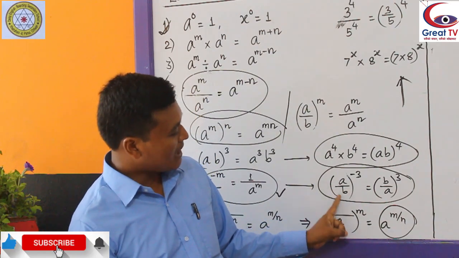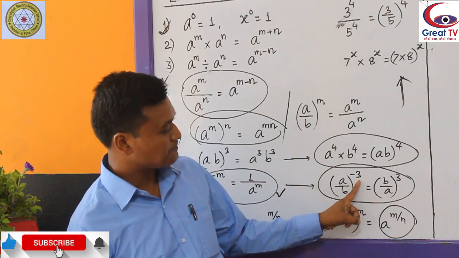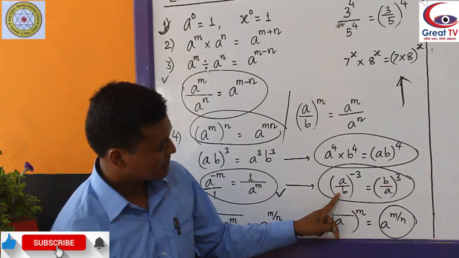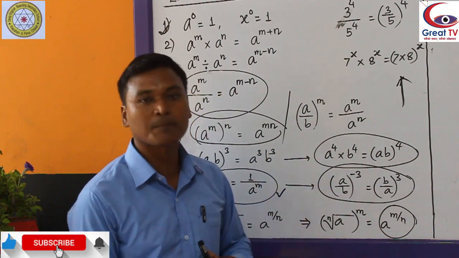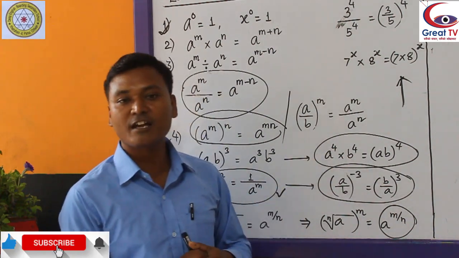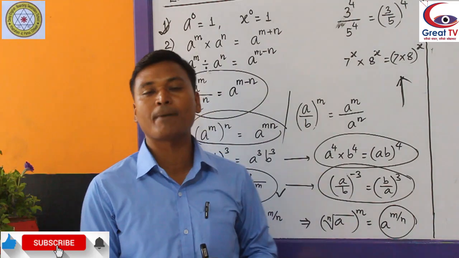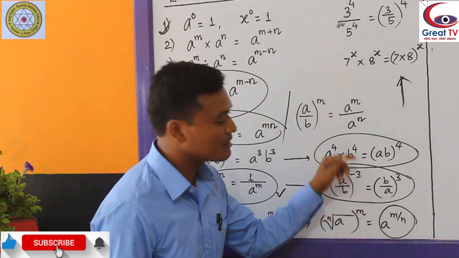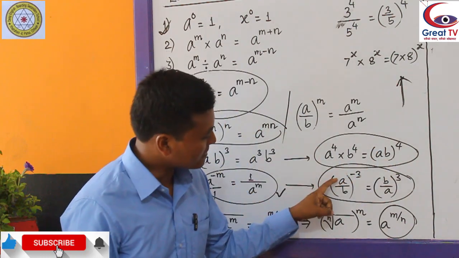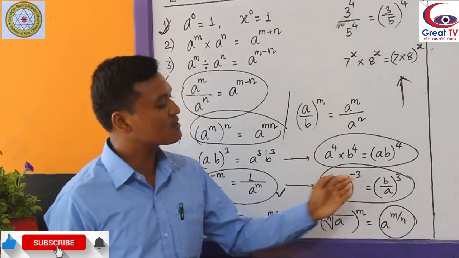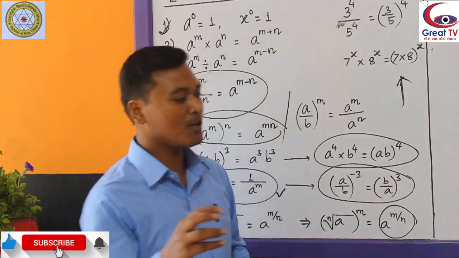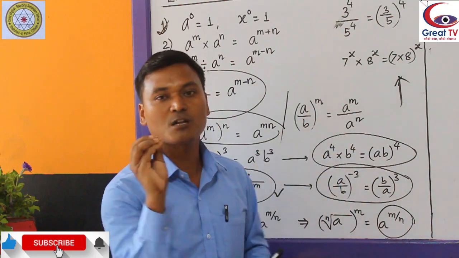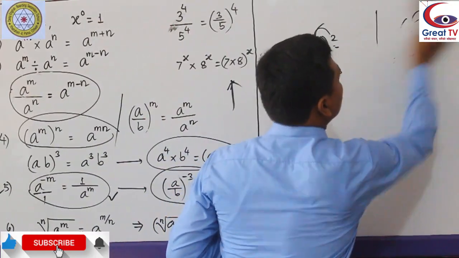So a by b, the power was negative. Its reciprocal is written b by a. It means we interchange the numerator and denominator just to make the power positive. So a by b changes into b by a. The power was minus 3, now the power became plus 3. So a by b whole to the power minus 3 equals b by a whole to the power plus 3. If I solve one more example, it will be better, my dear students.